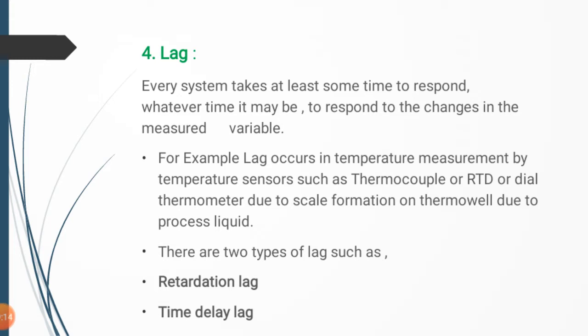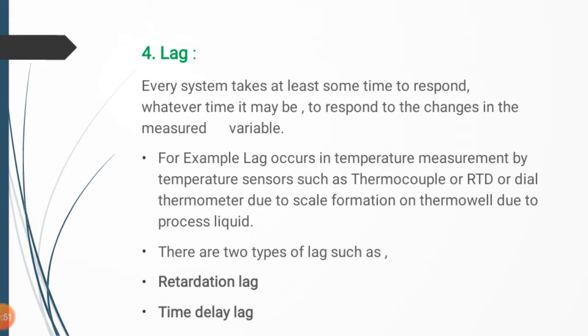Suppose we consider the example of the temperature sensor, such as a thermocouple or RTD, resistance temperature dependent, or a dial thermometer. In these sensors we measure the temperature, but a particular thermometer consists of different material. Suppose we take the example of a mercury thermometer. A mercury thermometer has a process liquid, which is mercury. So this liquid takes time for processing, so the temperature measurement takes some time.